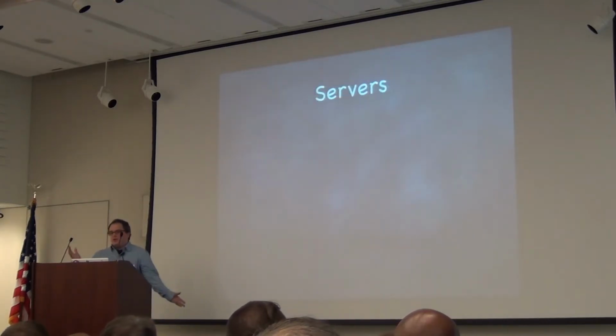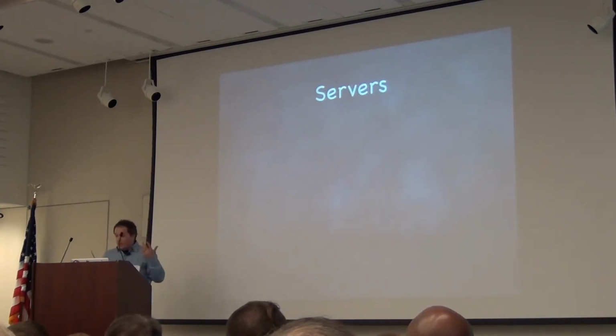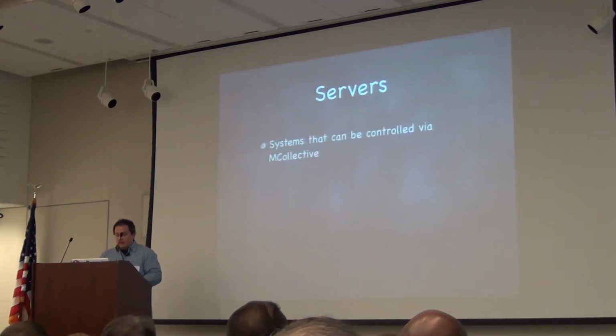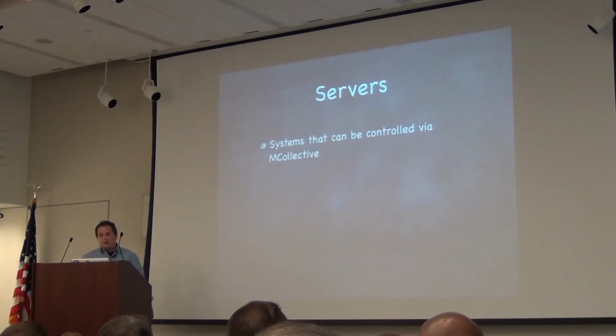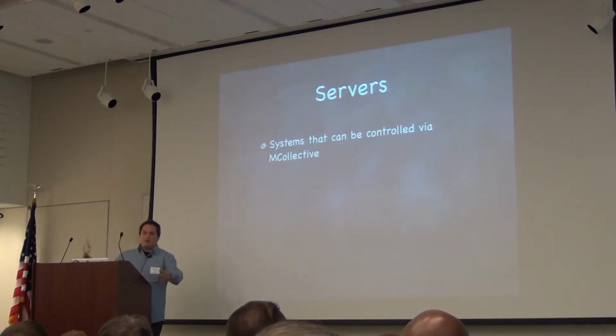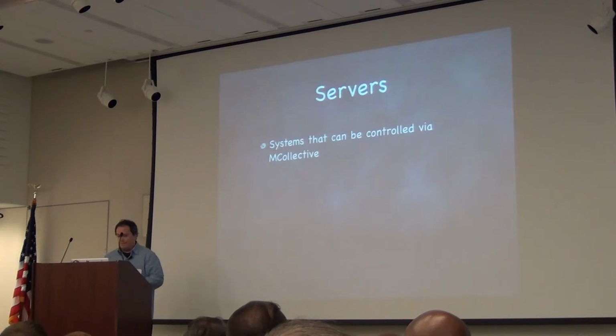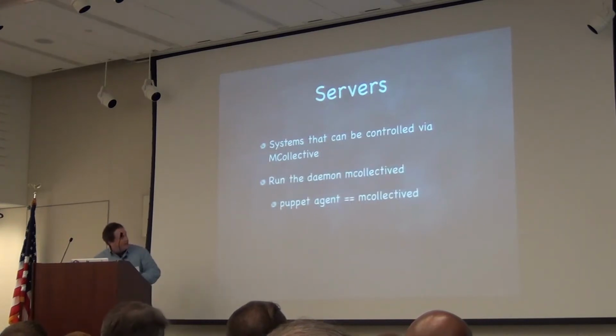All right, so I'm gonna go into each of the little different pieces of the architecture and describe what each of them does with MCollective. So the servers are the systems that are controlled by MCollective. Like I said, they're just the nodes out in your environment that run the MCollective D. They can run Puppet agent and the MCollective daemon on them. And the Puppet agent is equal to the MCollective D pretty much, as far as terminology goes.